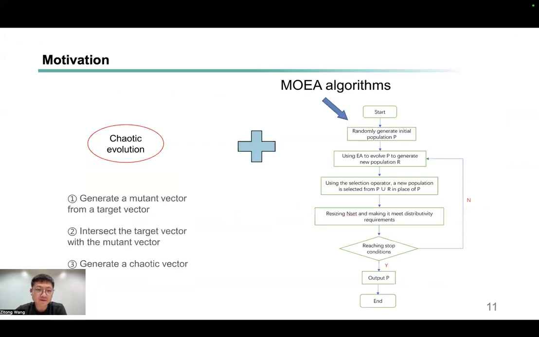Part 2 is motivation. We add the chaotic evolution into MOEA algorithms. About chaotic evolution, first generate a mutant vector from a target vector, and then cross the target vector with the mutant vector, and we generate a chaotic vector.